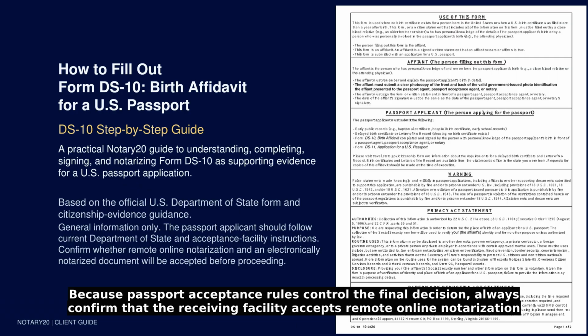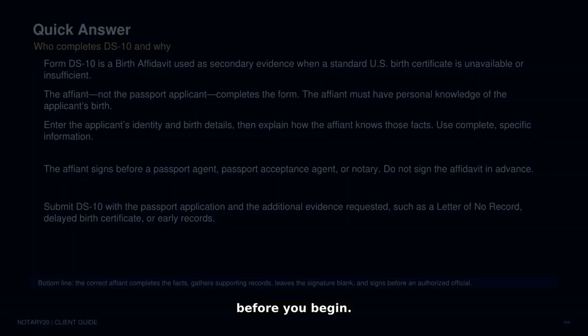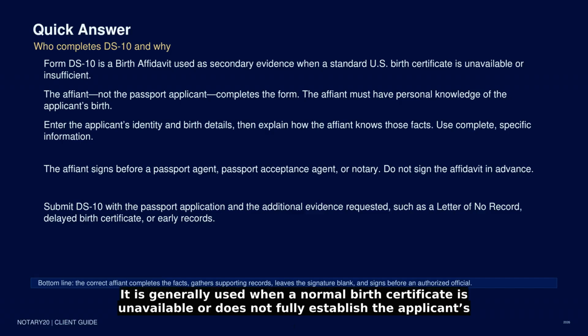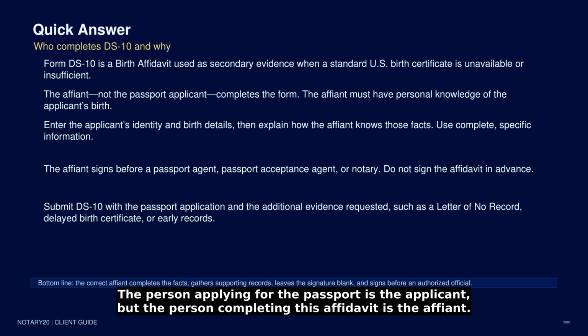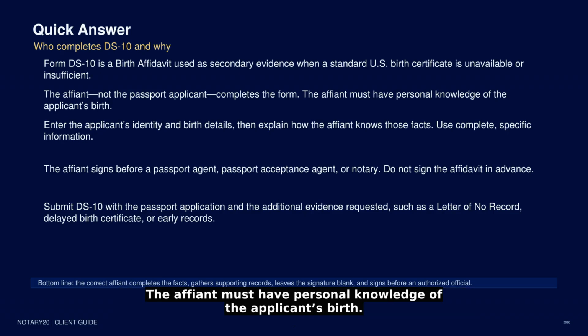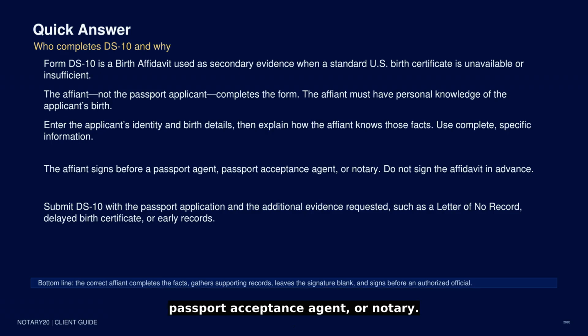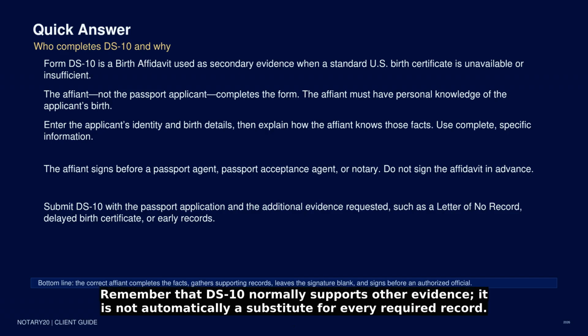Form DS-10 is a birth affidavit used as secondary evidence in certain U.S. passport applications. It is generally used when a normal birth certificate is unavailable or does not fully establish the applicant's birth. The person applying for the passport is the applicant, but the person completing this affidavit is the affiant. The affiant must have personal knowledge of the applicant's birth. Complete the factual sections carefully, leave the signature blank, and sign only before a passport agent, passport acceptance agent, or notary. Remember that DS-10 normally supports other evidence. It is not automatically a substitute for every required record.